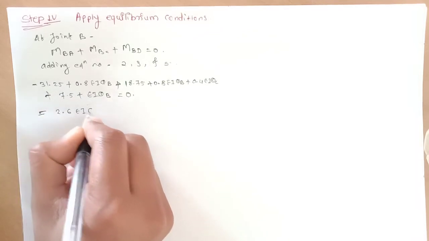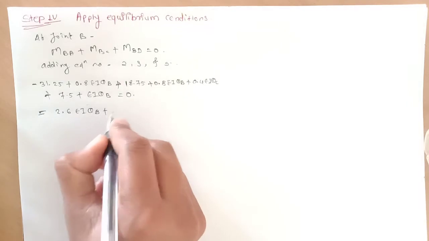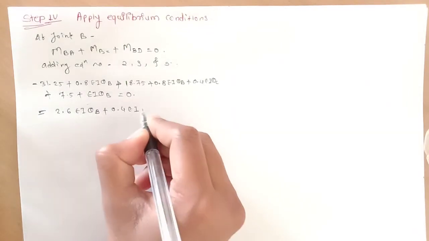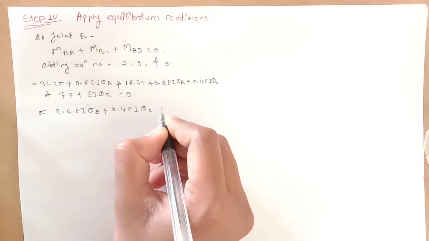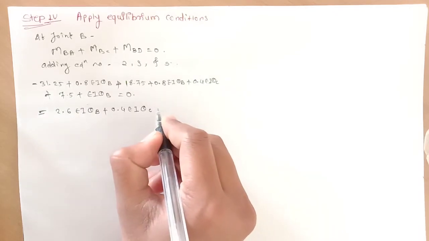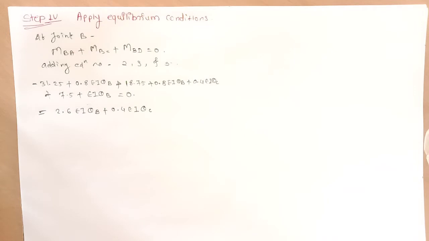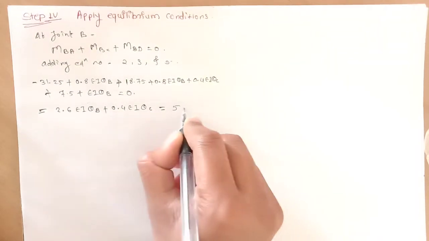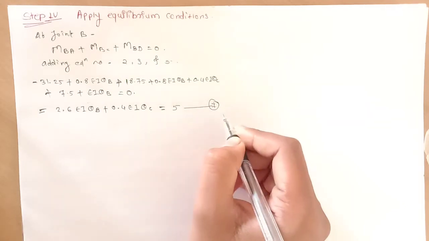2.6 EI theta B plus 0.4 EI theta C is equal to 5. This is equation number 7.